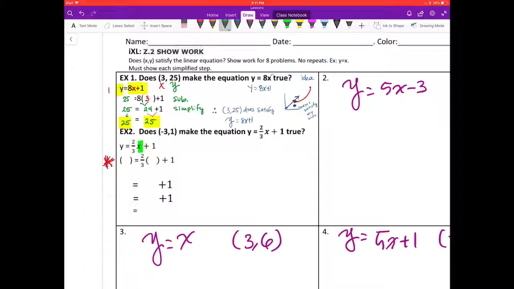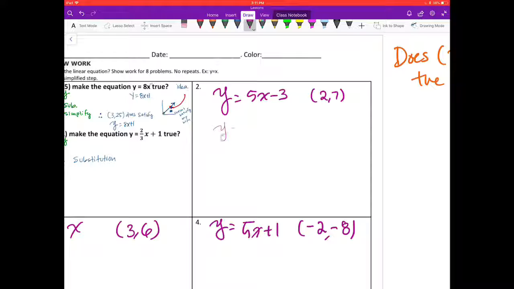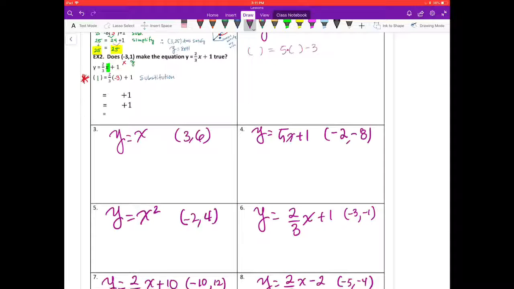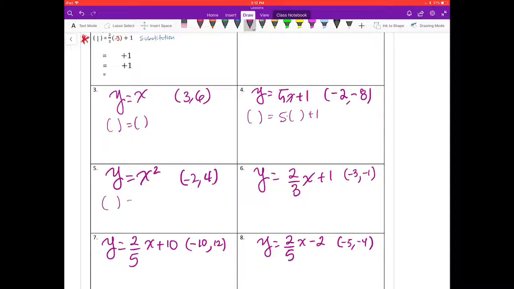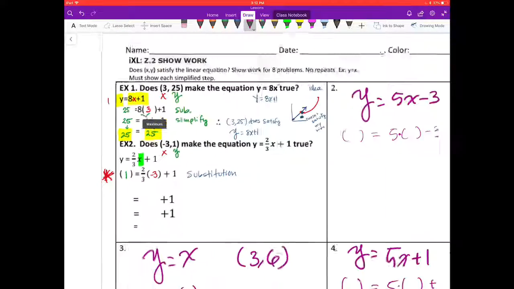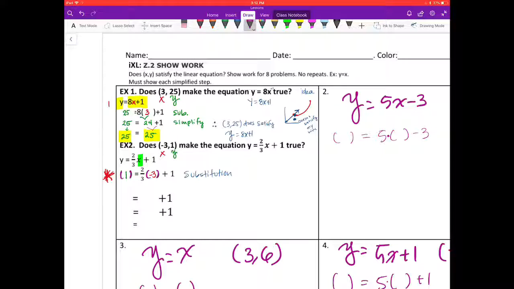So here's what you do. Same thing. You have an x and you have a y. Your x goes here, your y goes here. That is called substitution. No matter what problem you do, y equals placeholder equals 5 times your placeholder minus 3. For my substitution, I do placeholder equals 5 times my placeholder plus 1. Placeholder equals placeholder squared. You get the point? You're always going to do this substitution for step 1.